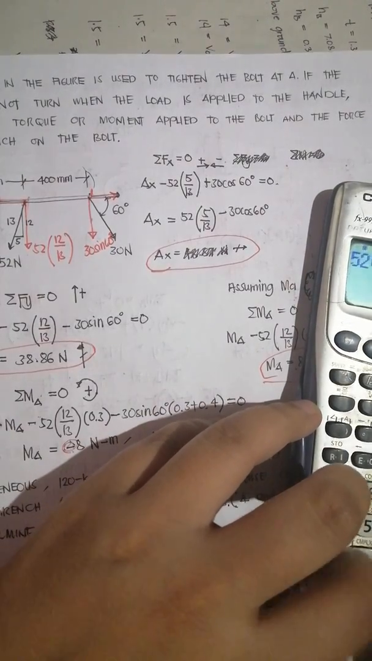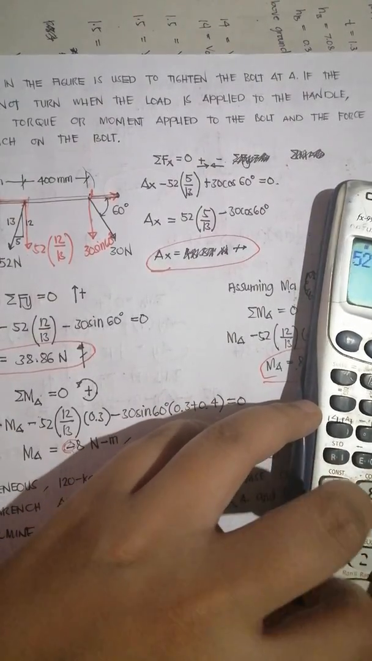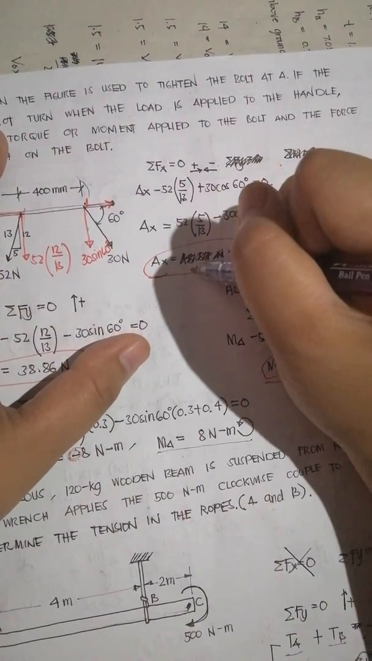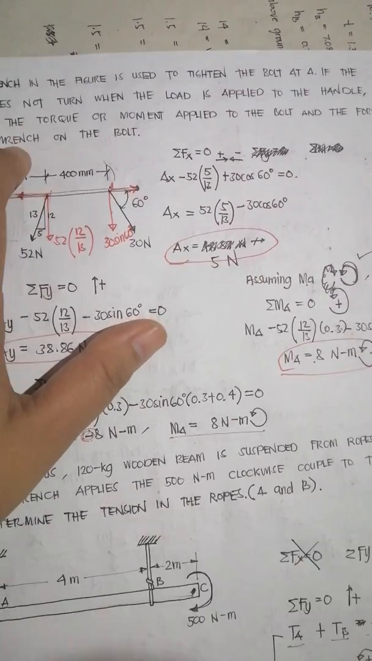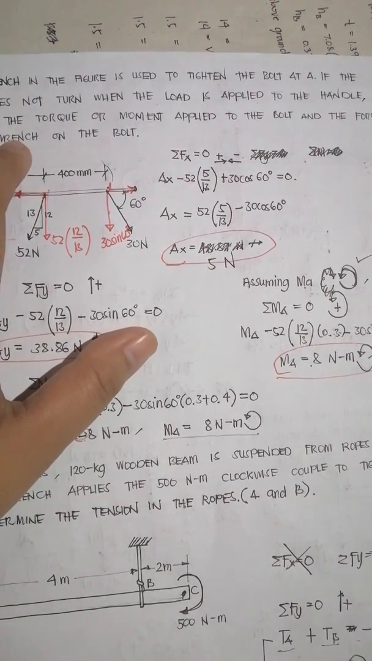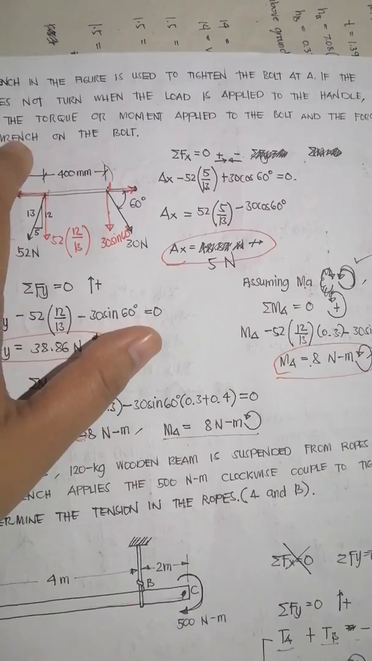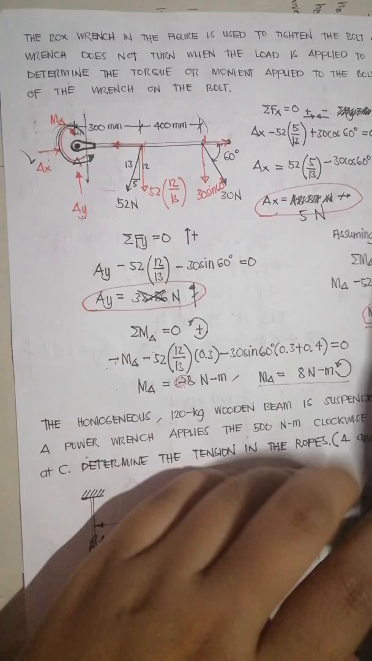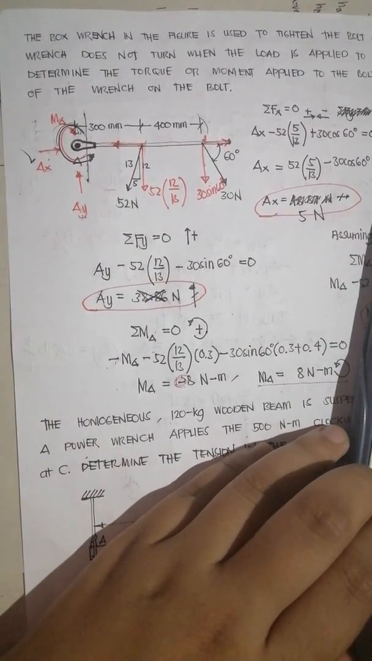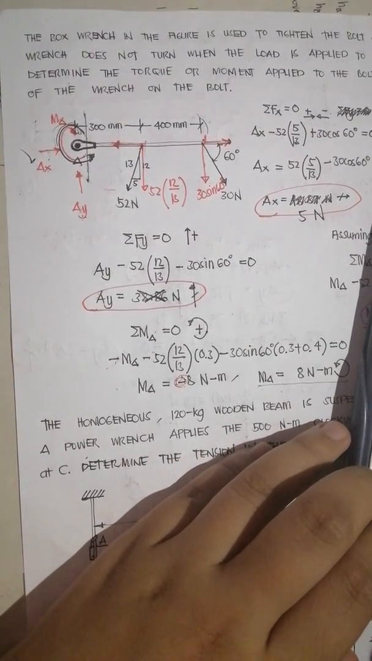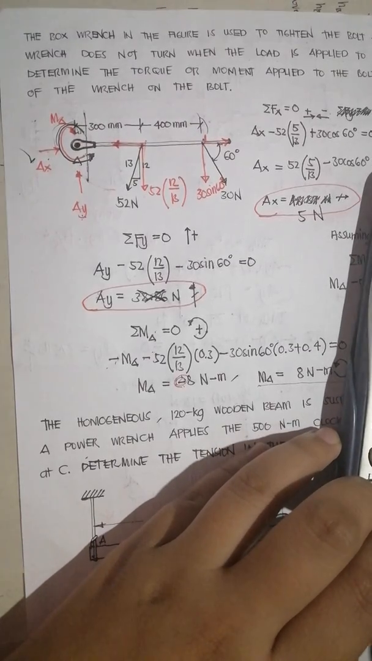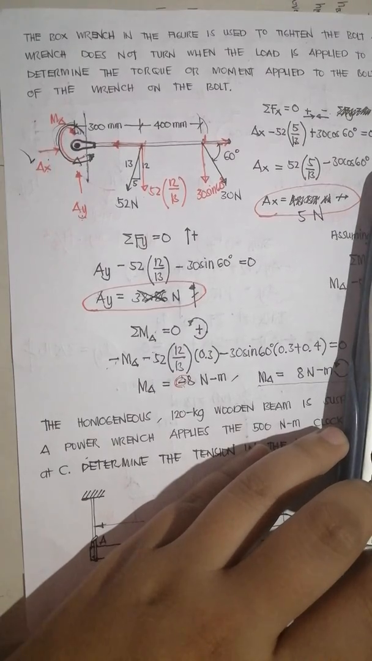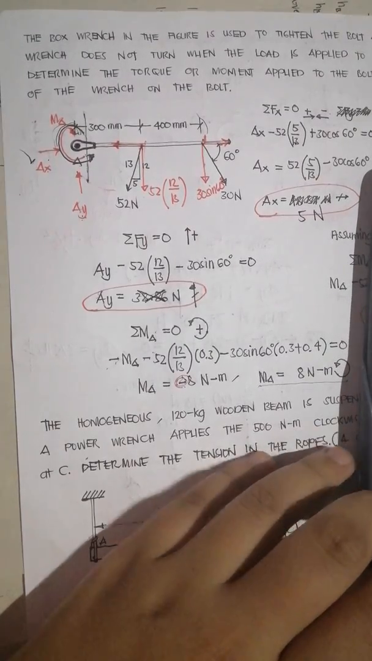52.5 over 13. This was our previous example. So this is 5 newtons, still positive. Okay, here it's not 38. This should be... So it would be important for you to check my calculations using your own calculators.